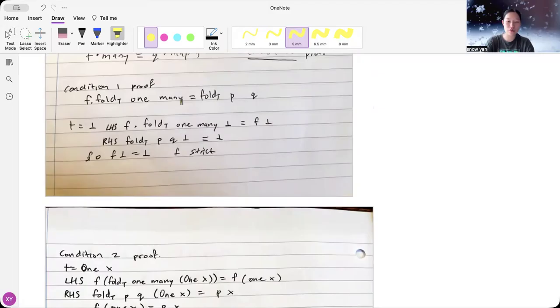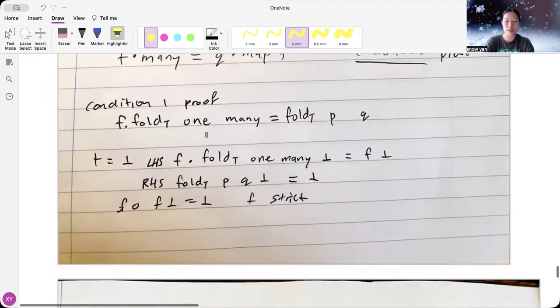So for the first condition, if we have such a fold, the idea behind fusion is that we always have some kind of function here, and then we have our fold of the original thing, right? So fold of one many. And ideally, we don't want this f. We just want to combine it so that we just have something of p and q, right? That would be the convenient form. So that's how we got this original fold fusion equation.